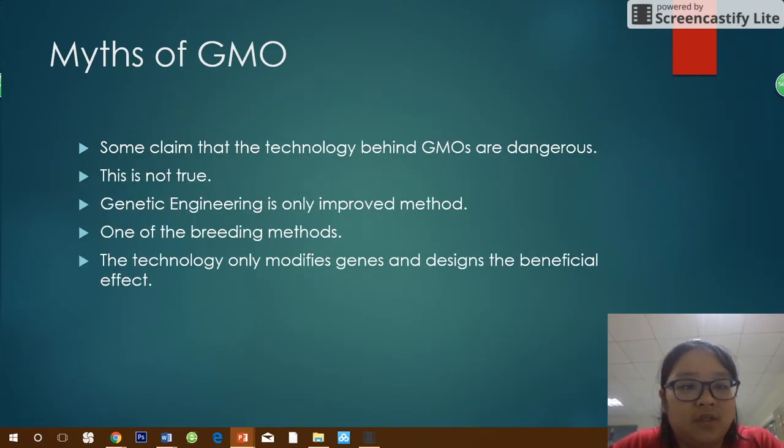The next myth of GMO is that some people claim that the technology behind GMOs is dangerous. This is not true. As said before, genetic engineering is only an improved method of what we have been doing. It is only one of the breeding methods of plants and animals. The technology only modifies genes and designs a beneficial effect that it is meant to achieve.